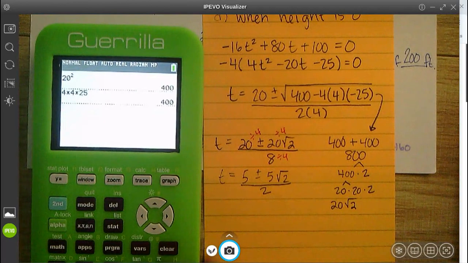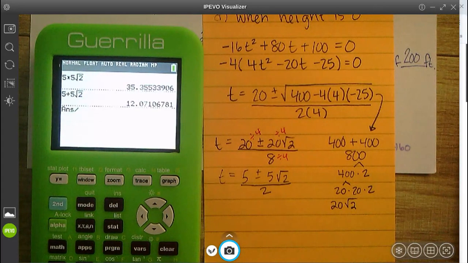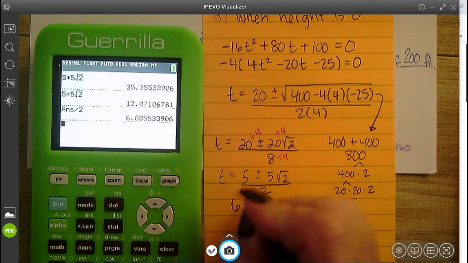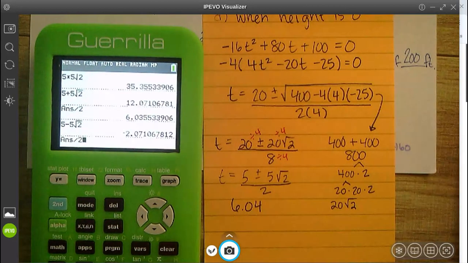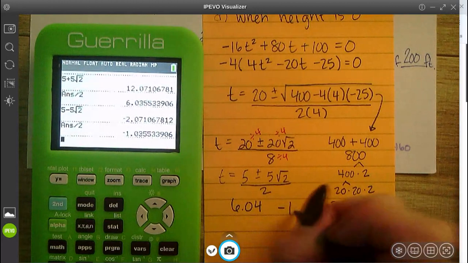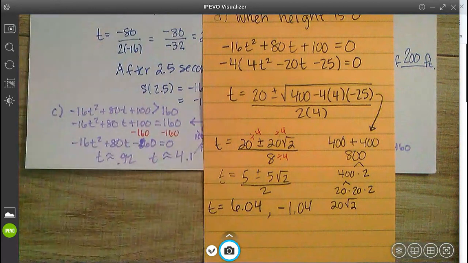And most likely they're going to ask for decimal values. So I'm going to do 5 plus 5 square roots of 2. I did not do plus. 5 plus 5 square roots of 2 divided by 2. So 6.04 seconds. And 5 minus 5 square roots of 2 divided by 2 is -1.04 seconds. So those are the two values I got for t.